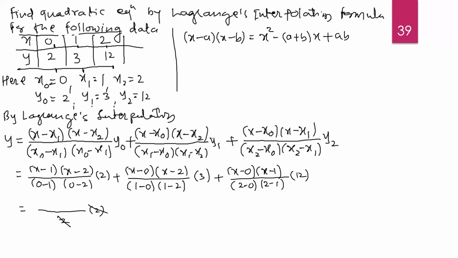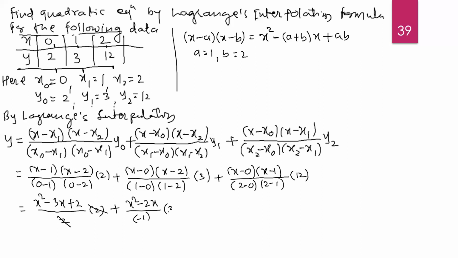So here a is 1 and b is 2. We get x square minus, a plus b means 1 plus 2, that is 3x, plus 2 into 1, that is 2. Now plus, here simply x, so we can directly multiply x to x minus 2, that is x square minus 2x, in the denominator 1 minus 0 is 1, and 1 minus 2 is minus 1.